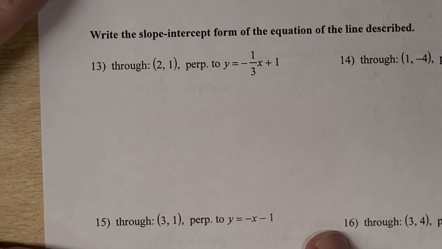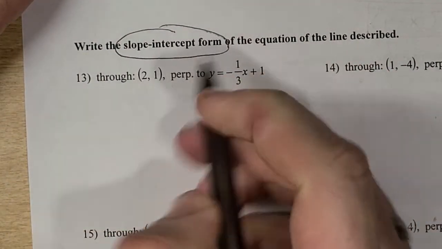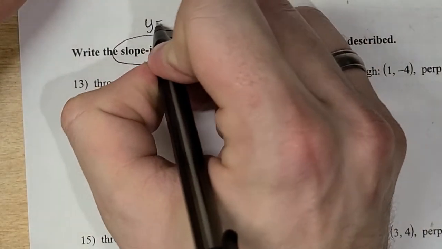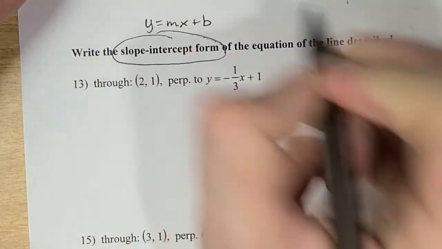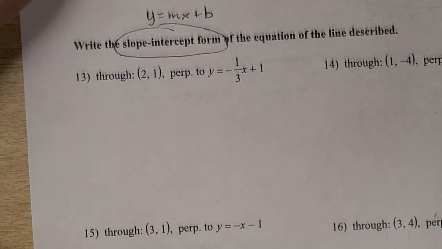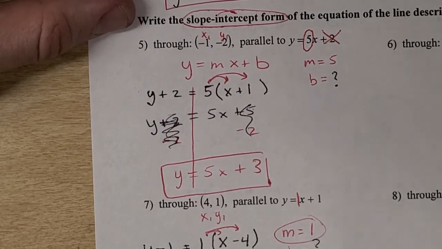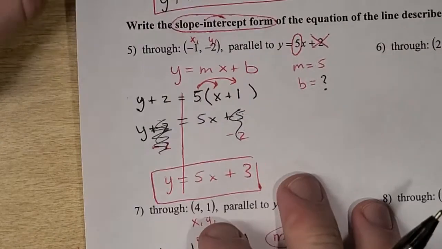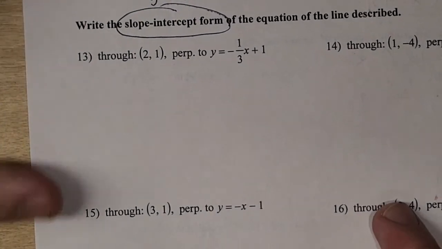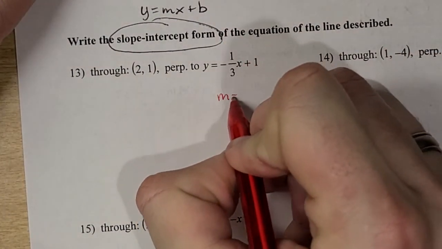Two more. 13. All right, now we are looking at slope-intercept form. So we are going back to y equals mx plus b. And I'm given a point and a perpendicular line. So this is going to be similar to 5 and 7, where you're going to want to put it in point-slope form first, and then you're going to want to solve. Okay? But first let me figure out my perpendicular slope.